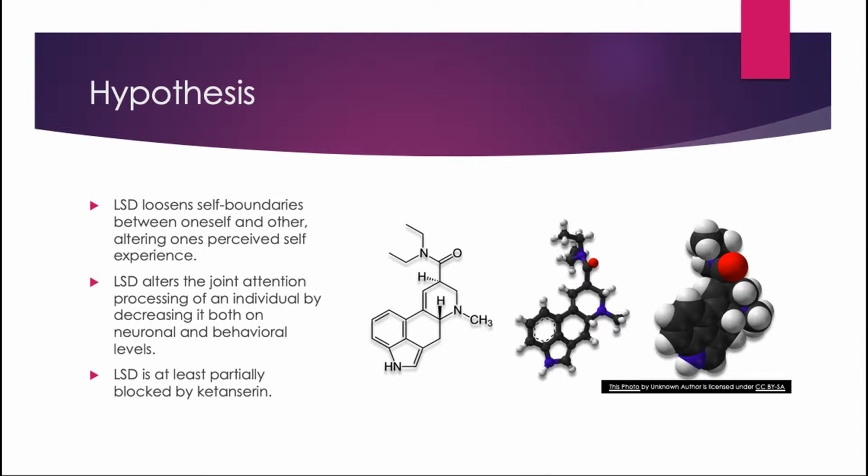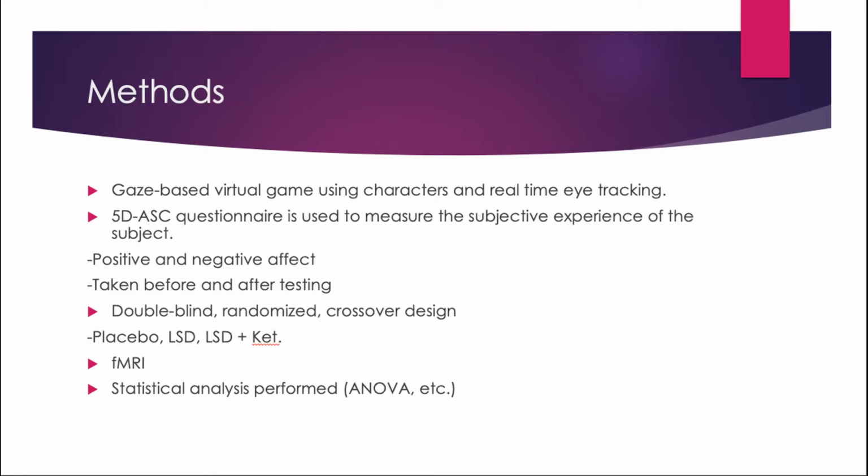With this background information in mind, our hypothesis is that, 1. LSD loosens self-boundaries between oneself and other, altering one's perceived self-experience. 2. That LSD alters the joint attention processing of an individual by decreasing it both on neuronal and behavioral levels. And finally, that LSD is at least partially blocked by ketanserin.